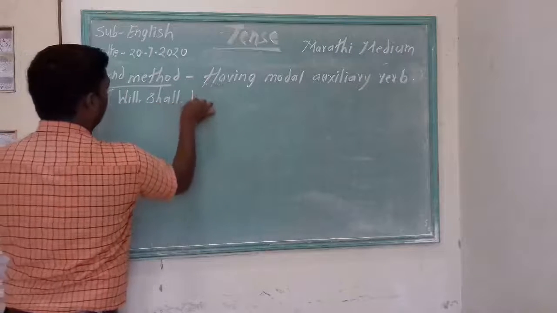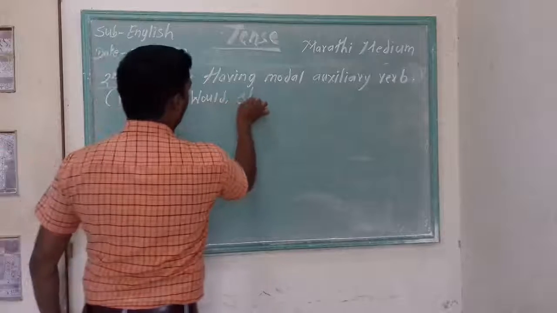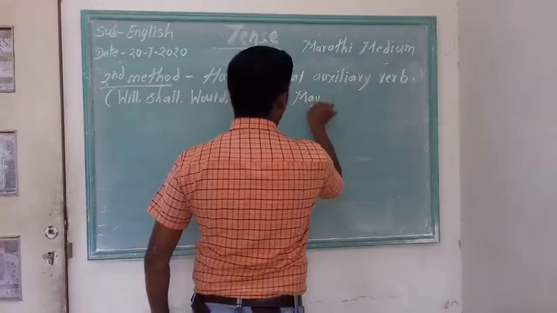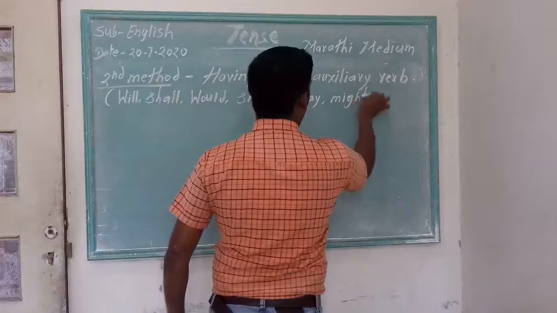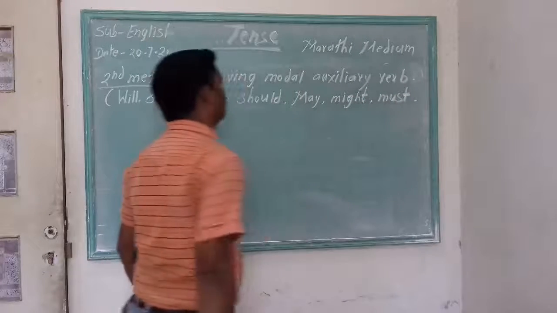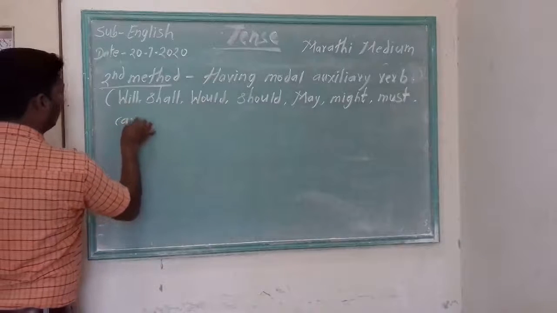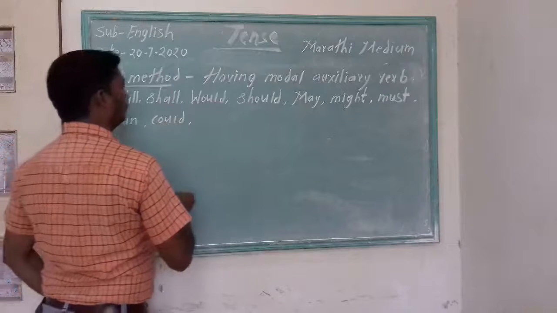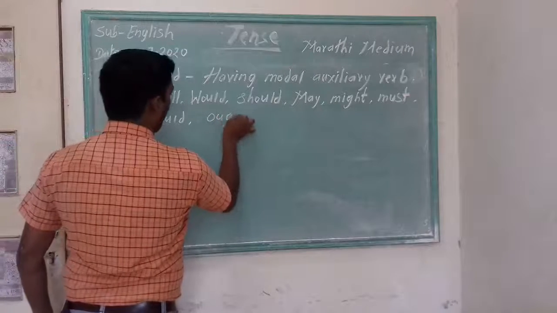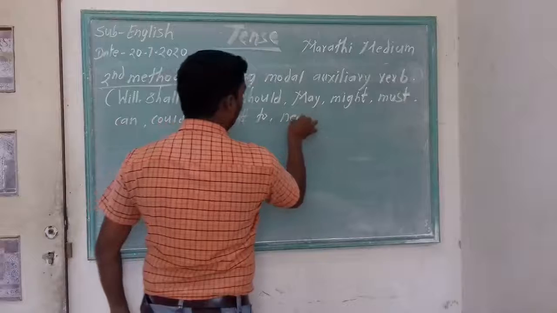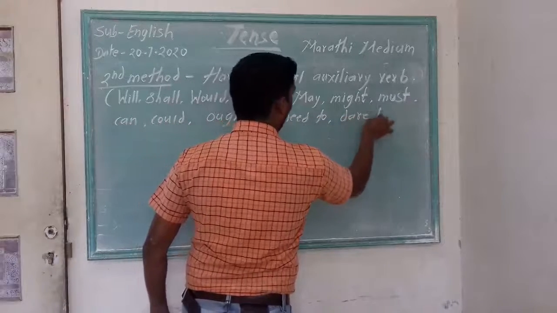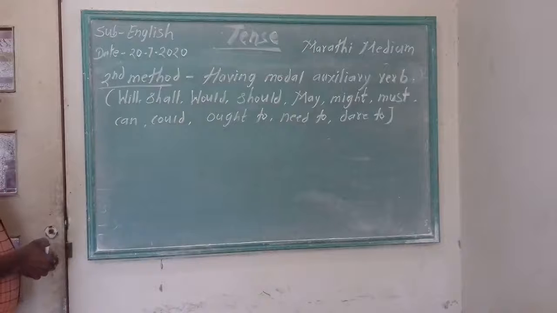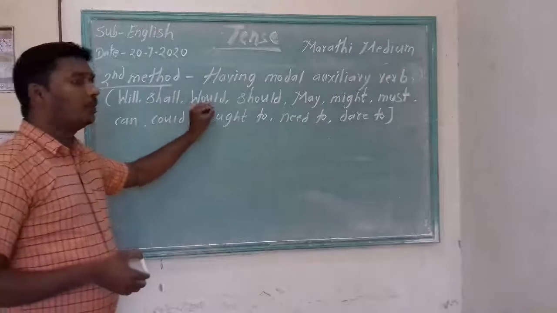Shall, would, should, may, might, must, can, could, ought to, need to and dare to. Will, shall, would, should, may, might, must, can, could, ought to, need to and dare to. These are the modal auxiliaries.